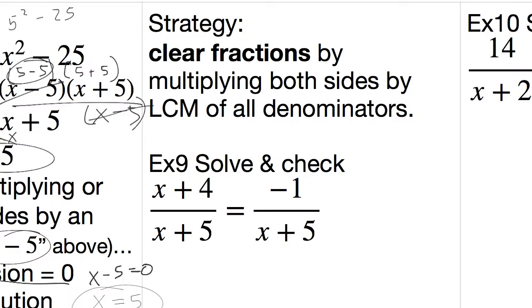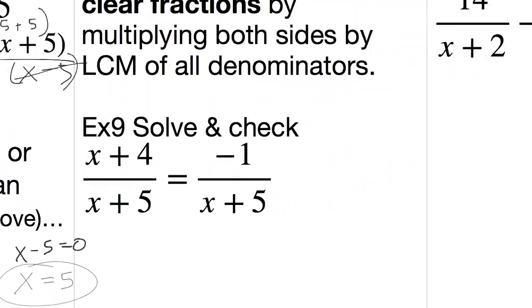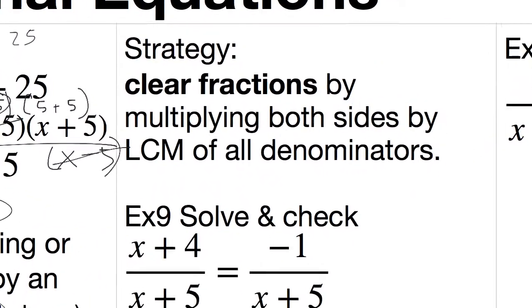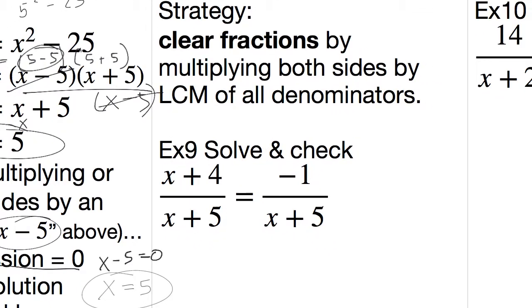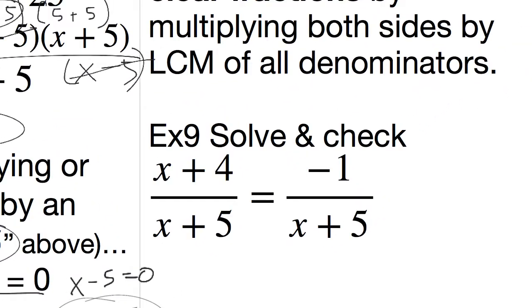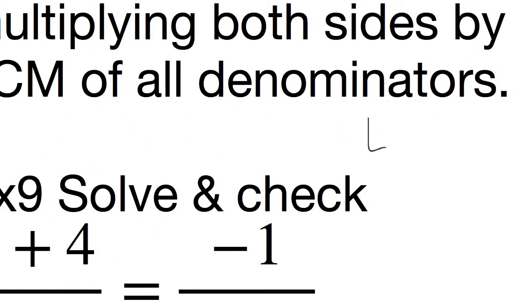Now, before we tackle this unwieldy beast, let me tell you what the strategy is. The strategy is going to be to clear the fractions. Nobody really likes to solve equations with fractions. It's way simpler and way easier to clear them first before you do really anything else. So we're going to multiply both sides by the least common multiple of all denominators. Some people call that the LCD, the least common denominator.